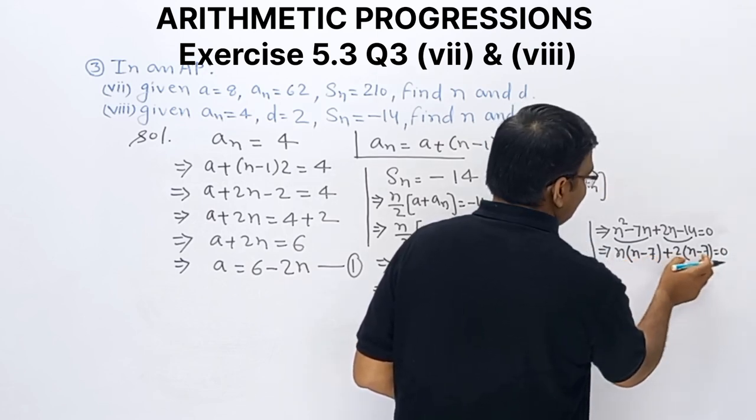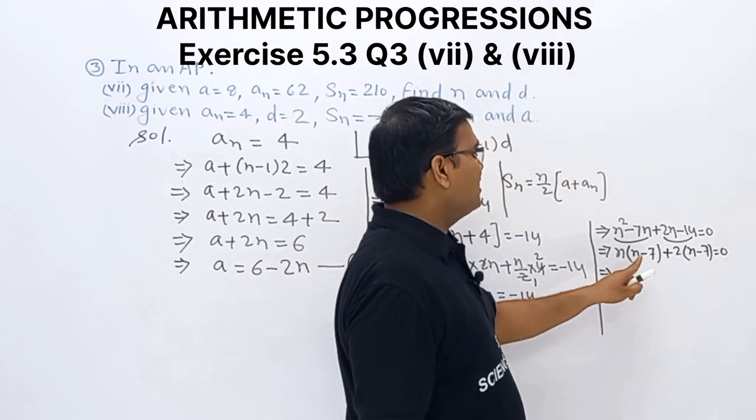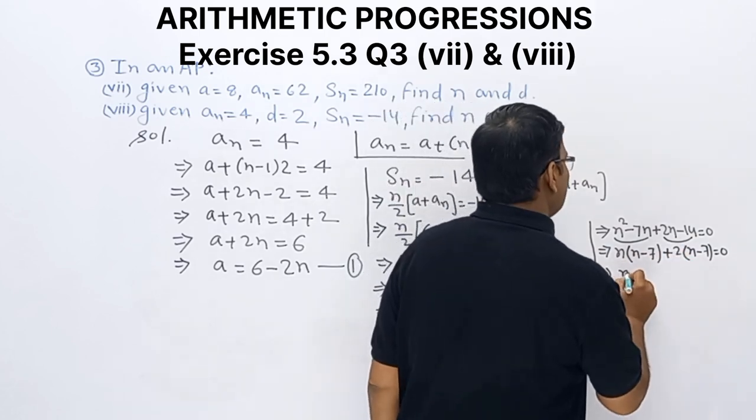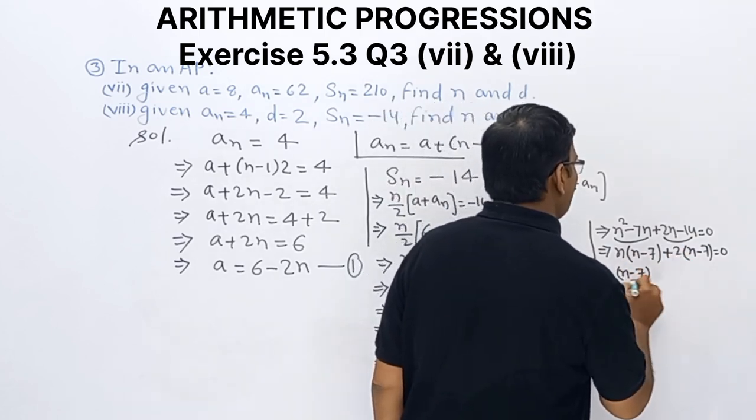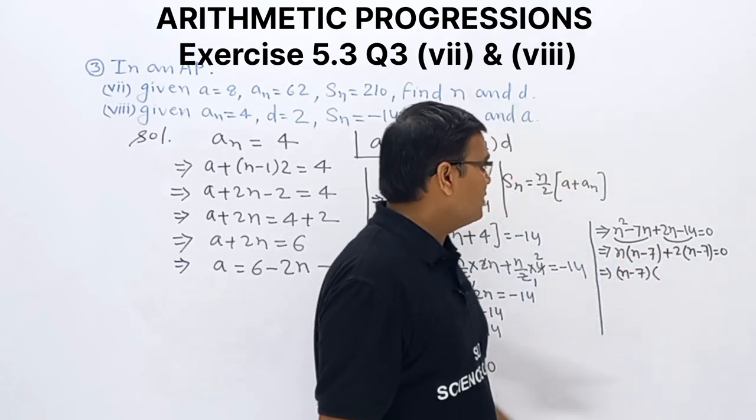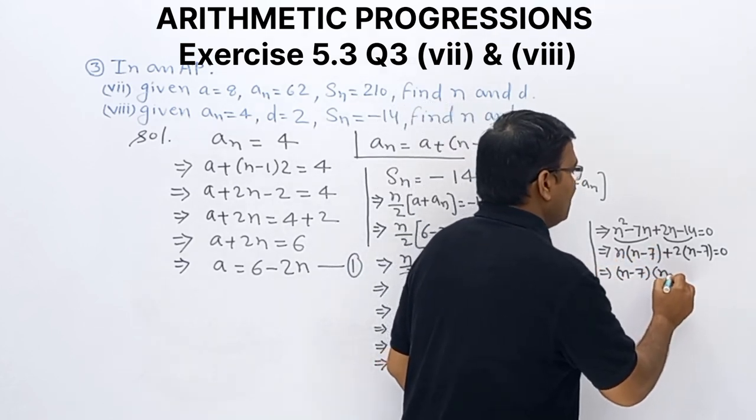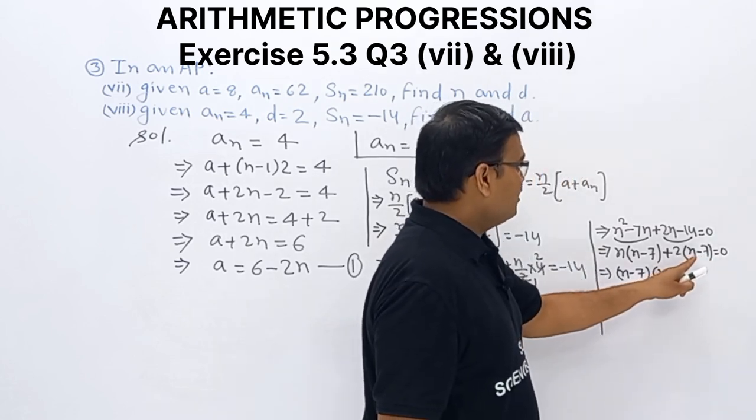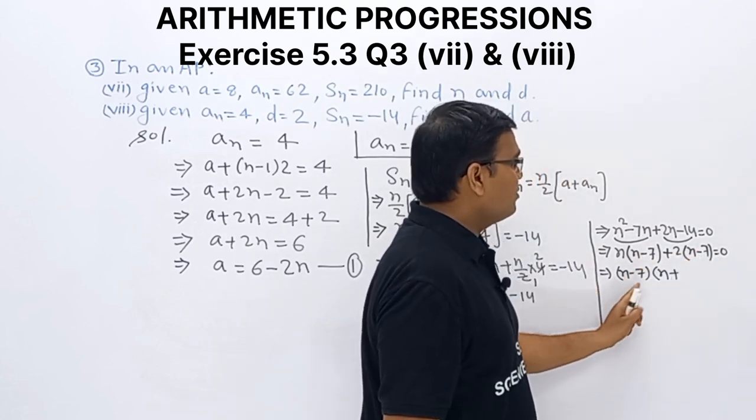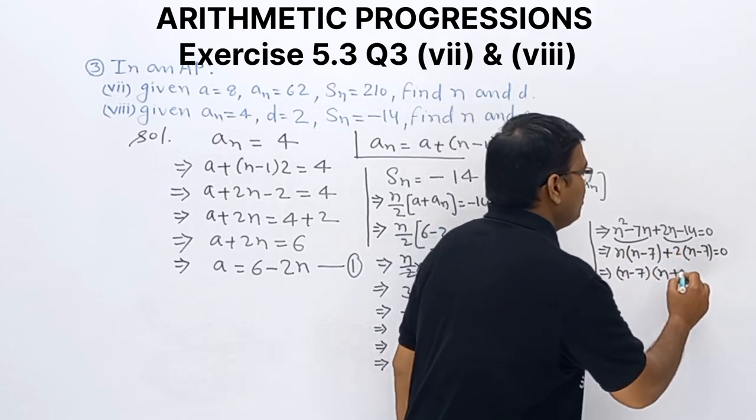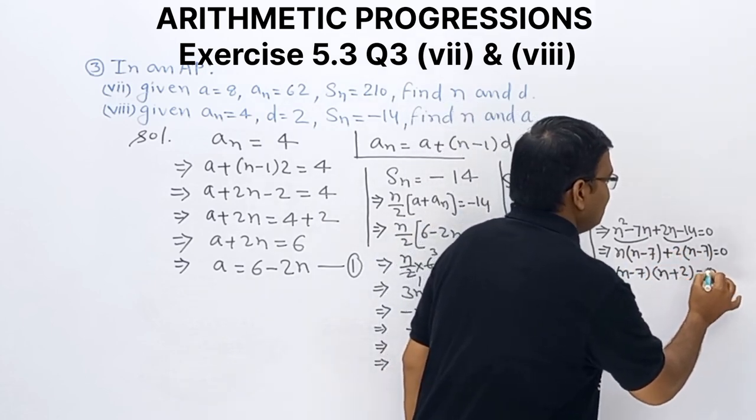So in this term and this term, what is the common? The bracket n minus 7 is common in both terms, so we take n minus 7 as a common. Now in this term, what is remaining? Once we take n minus 7 as a common, n is remaining. And in this term, n minus 7 is common, so what remains is 2.